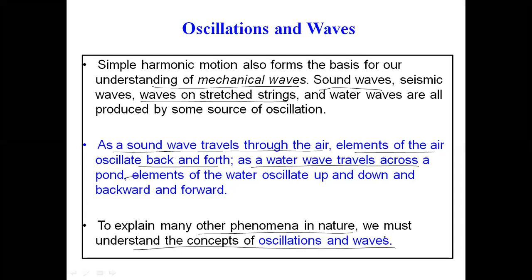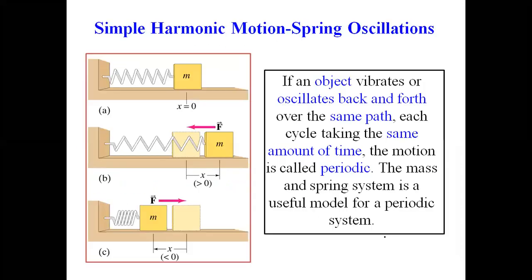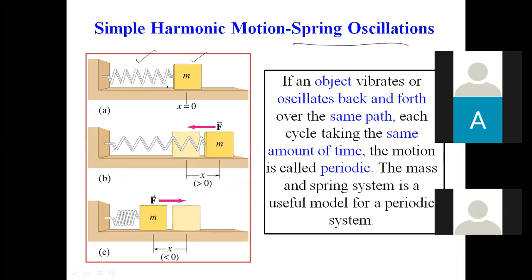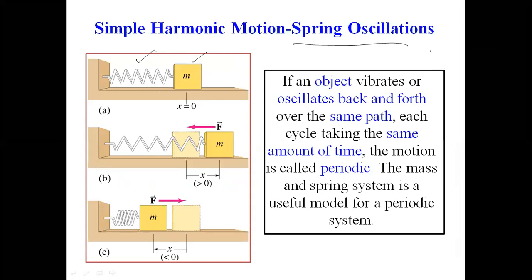Okay? Then we have a combination of simple harmonic motion. We have a combination of spring and mass, M. So this is spring oscillation, and this is the mean position, x is equal to 0. A mass is attached to the spring on a horizontal bed, and the other end of the spring is fixed at this point.